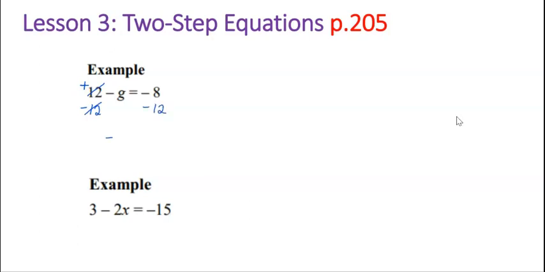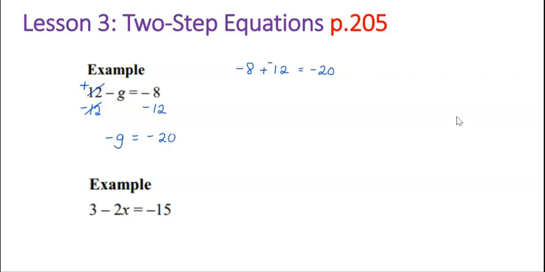That's going to leave us with negative g is equal to, and now we have negative 8 minus 12. Again, this is where same change opposite really comes in handy. So that's going to be negative 20.